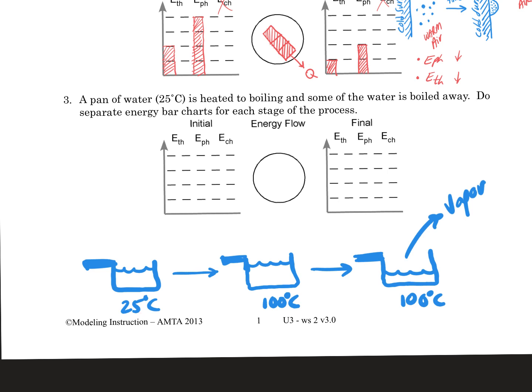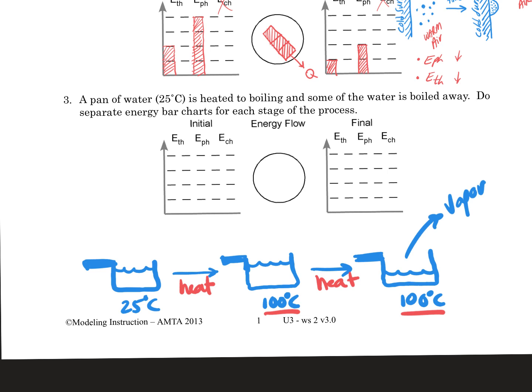Now we're adding heat in order to get it from 25 degrees Celsius to 100 degrees Celsius. And then it begins to boil. And as we add heat, now all that energy is going into changing the liquid water to vapor water. And you can see that the temperature does not change during that process. All right. So let's take this diagram and apply it to our energy bar charts.